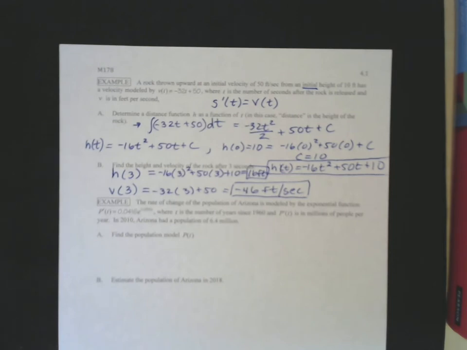Okay, so let's move on to the next example here. The rate of change of the population of Arizona is modeled by the exponential function p prime of t equals 0.0416 e to the 0.0315 t, where t is the number of years since 1960, and p prime of t is in millions of people per year. And in 2010, we know that Arizona had a population of 6.4 million.